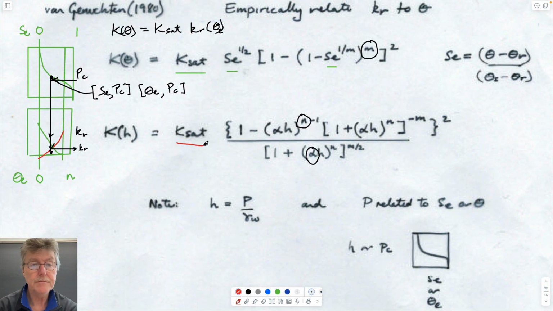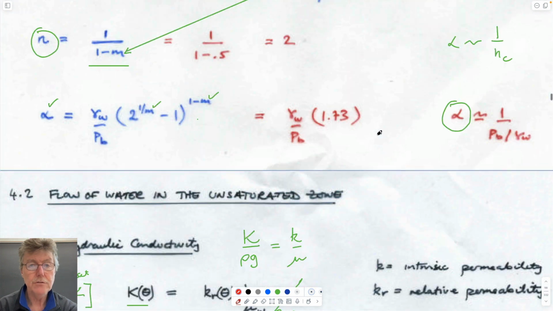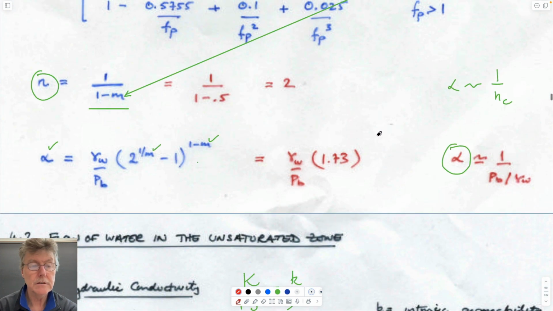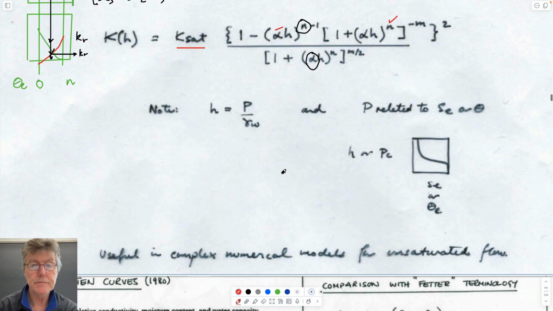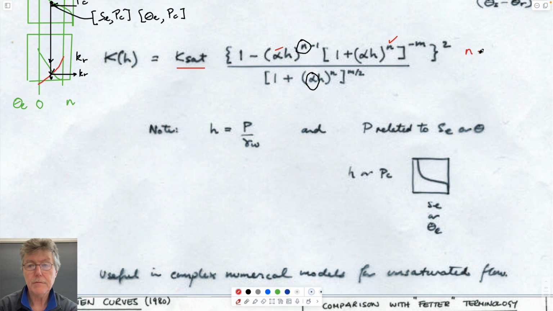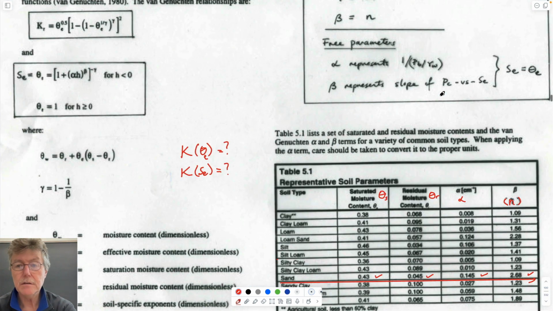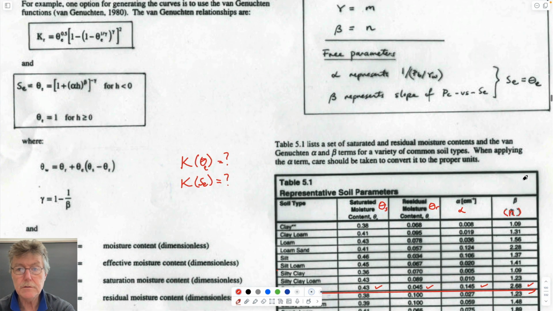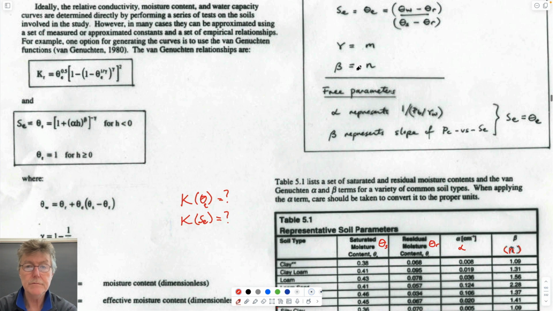So this is here. You had a value of alpha. You had a value of N. And you know that N is equal to 1 over 1 minus M. So from this, we had value beta is equal to, it's out here.